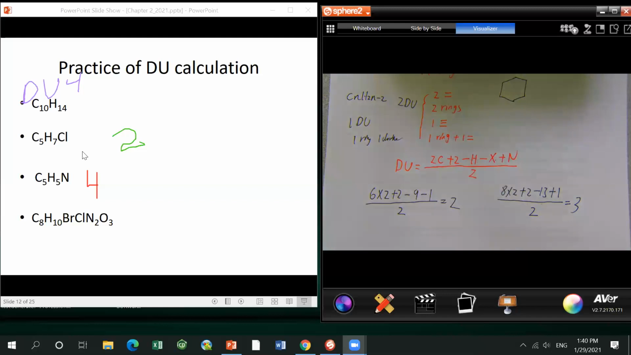All right, someone came up with the second one. It's two, so that's the right answer. And someone also came up with the third one, four. That's also the right answer. All right, can anyone try the last one? The last one looks huge, with a lot of atoms. It looks scary.